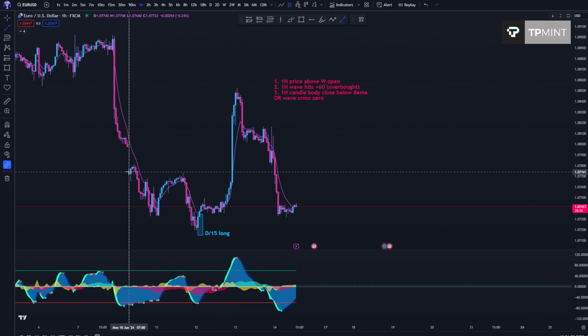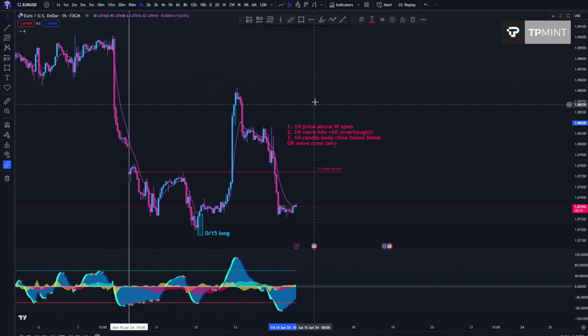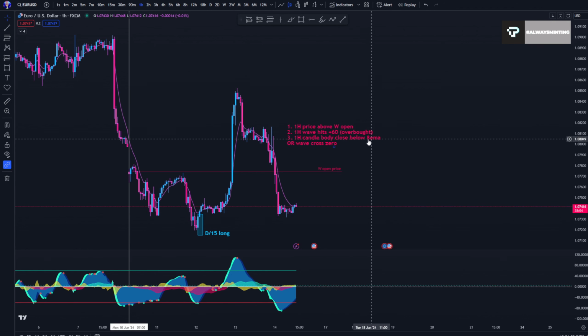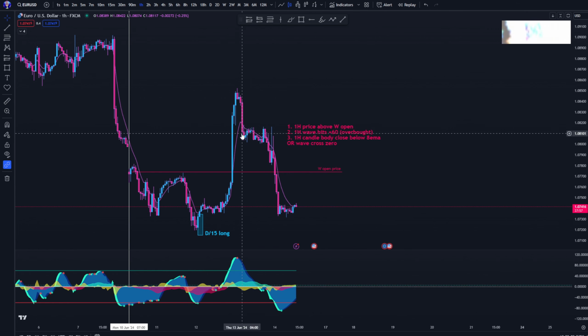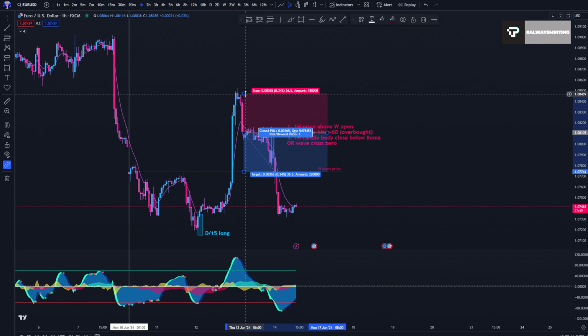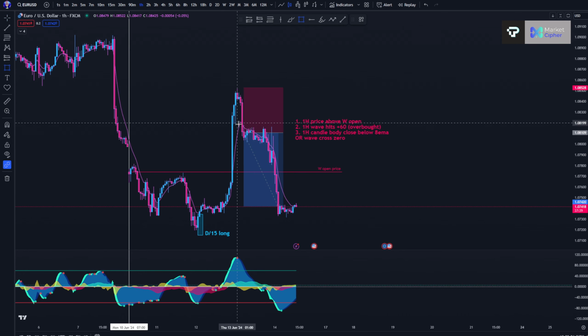Right, so this is now the weekly open price. And now we're looking for the swing trade. And here are the entry conditions. So the 1 hour price is now above the weekly open, and then the 1 hour wave is hitting the overbought level. We've taken profit off the long. And then the 1 hour candle has a body close below the 8 EMA, or you can wait for the wave to cross zero if you think that there's going to be a divergence and you want to avoid the divergence. I think the price that you would have entered on either of these would have been pretty much the same. So that would have been your entry for the weekly 1 hour short position.